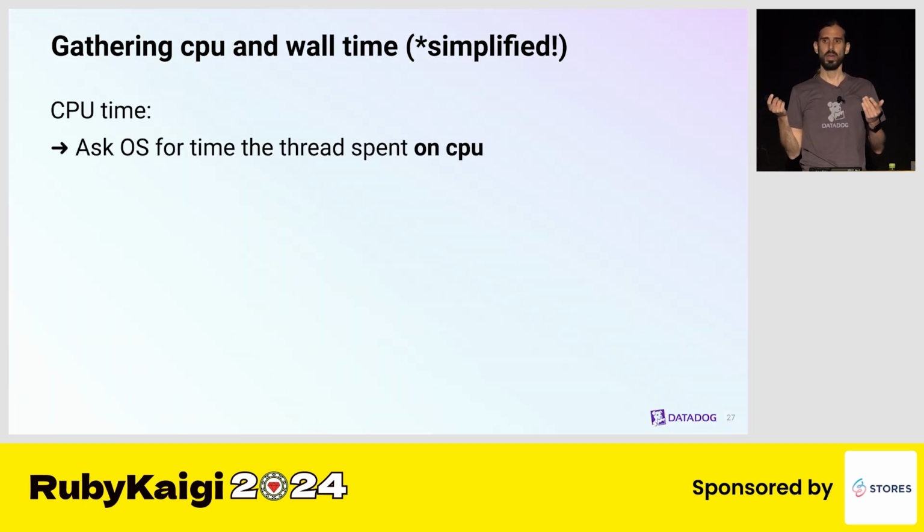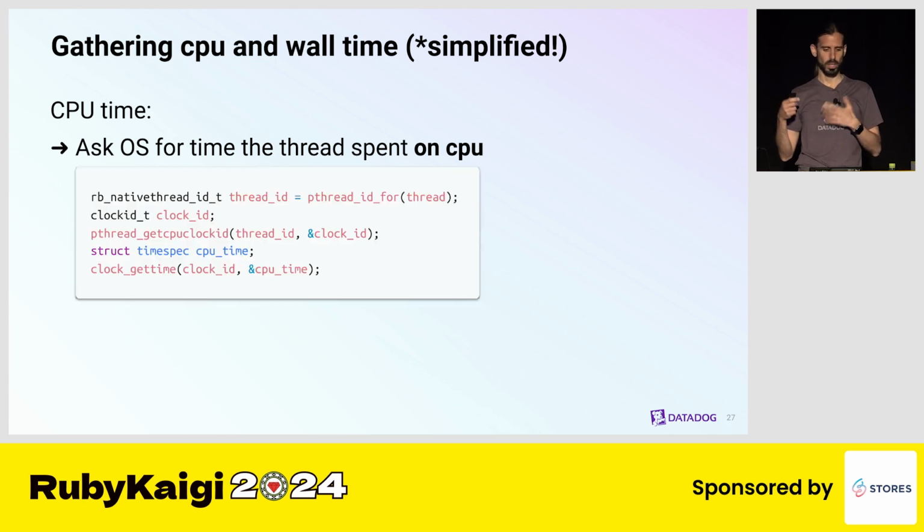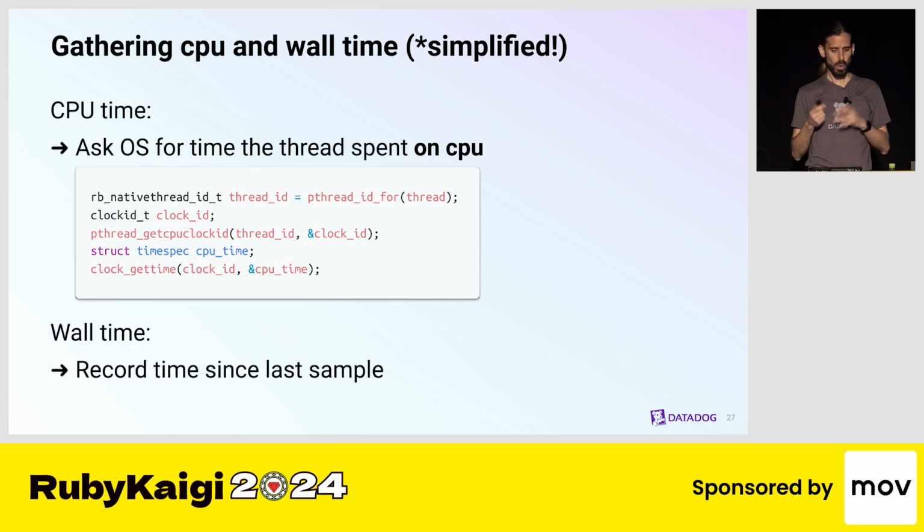For CPU time, there's actually no standard operating system API to get this information, but you can get it on most OSs. On Linux, for instance, there's this magic C code that you can throw at Linux, and you will get the amount of time that the thread actually spent on CPU. For wall time, we actually just record the time since the last sample.